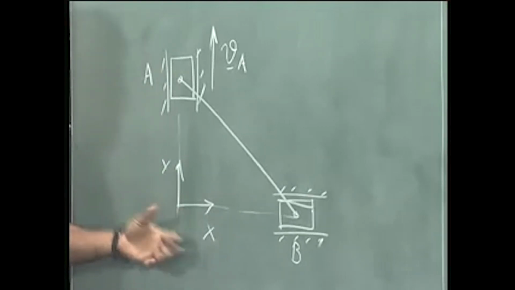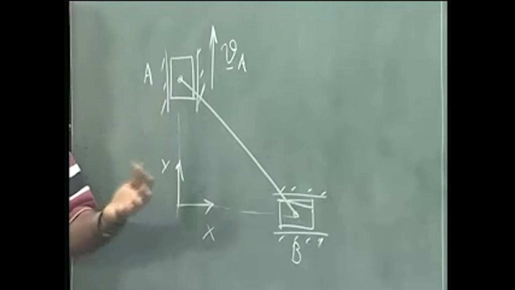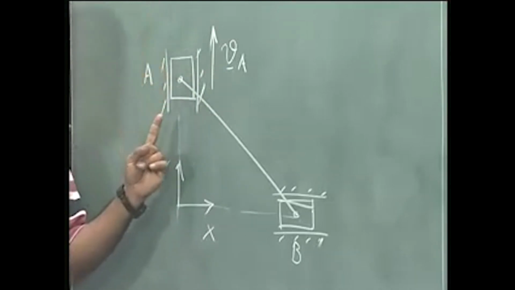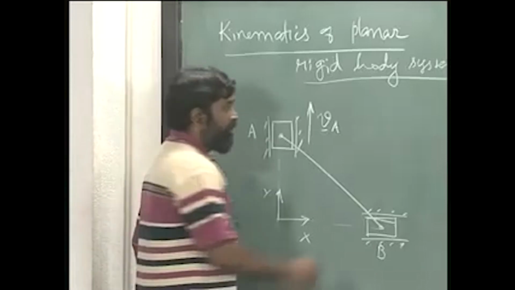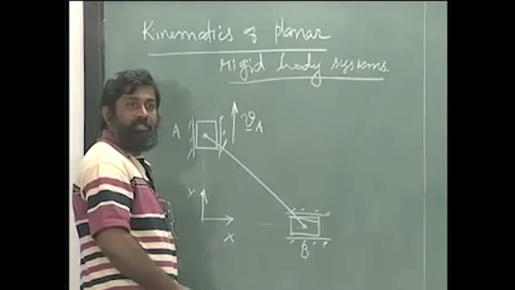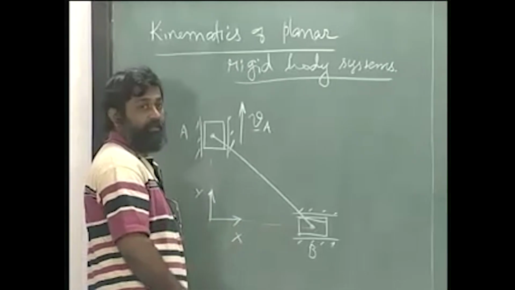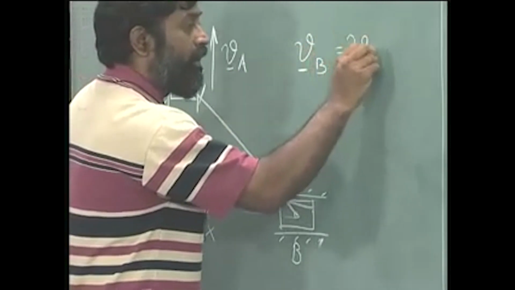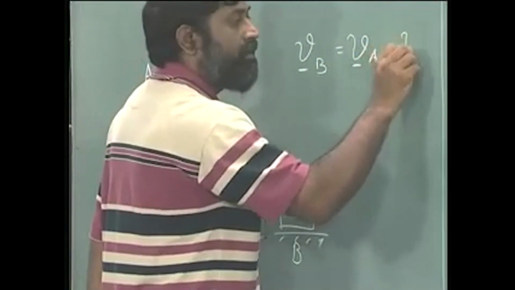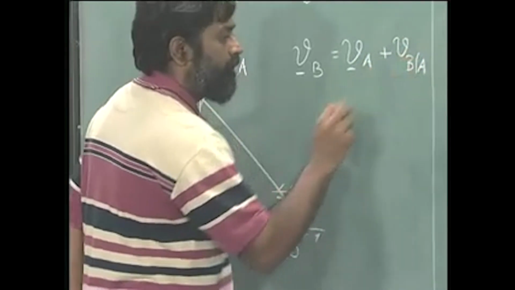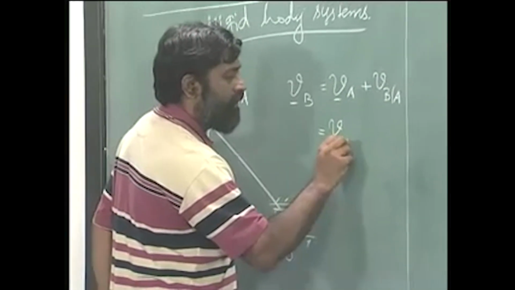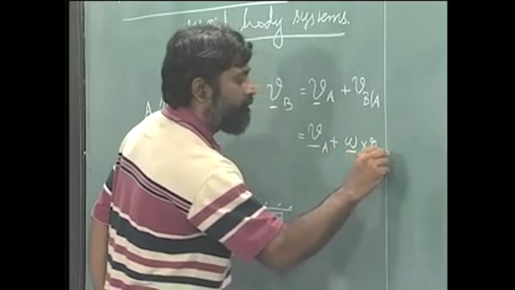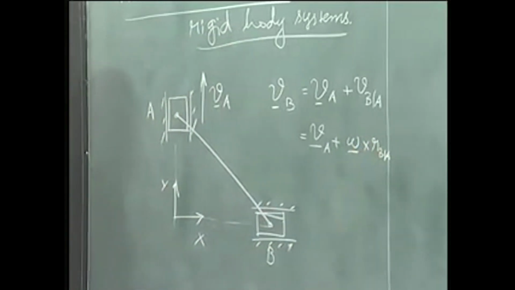What is known here? The velocity of A. Is it completely known? The answer is yes, because the velocity of block A is given and the direction is constrained along A. Now, let us say we use this and write down the velocity of B. How does it appear? Velocity of B is equal to velocity of A plus velocity of B with respect to A. Another way of writing is velocity of A plus omega cross r of B with respect to A. Either way is fine.